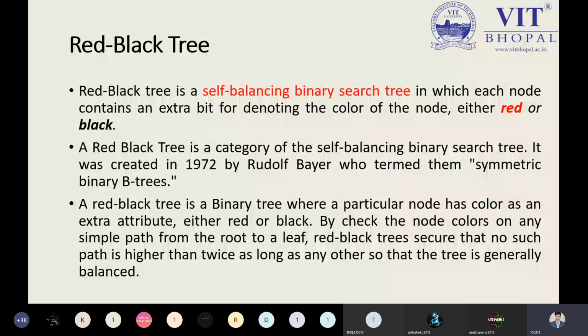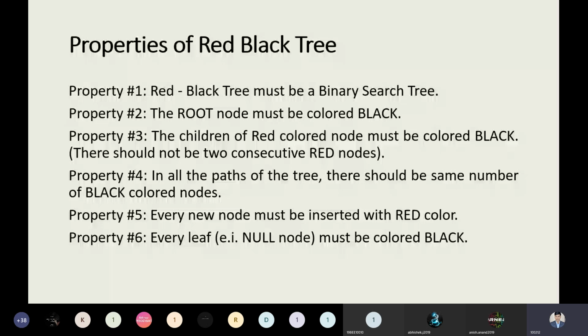So again, the properties we have seen. To summarize the properties, we can say the root must be black color, and if you try to insert a new node, definitely the new node will be colored red, and the leaf node is always represented by a null node. Okay, keep in mind this is important. I will show you through an example. So this is the important part of the properties.